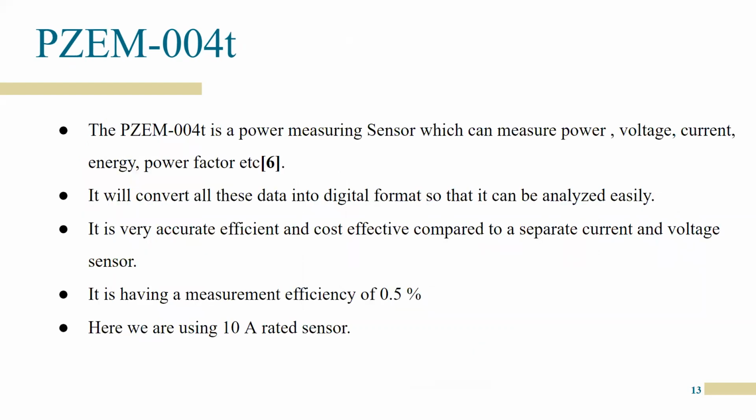Now moving to some more points related to the PZDM0040. In our literature survey, we were saying that we require a convenient, accurate method to monitor power. This is how we wish to solve that issue. We have a sensor module with an accuracy of 0.5 percent. The PZDM0040 is available in 2 variants, a 10 ampere variant and a 100 ampere variant. For our purpose, that is home automation, we require only the 10 ampere rated sensor, so we'll be going with that variant.